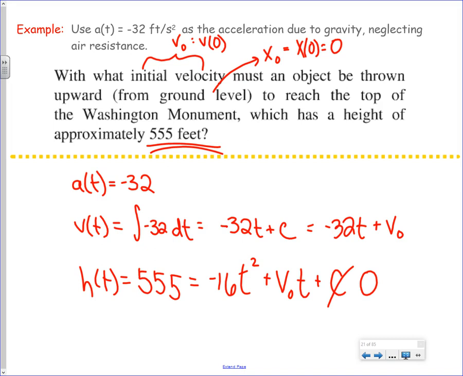We'll struggle then. If c's gone, what can we do here? How do we solve? Question, do you have to make it past the Washington Monument? No, you just have to make it to the Washington Monument, right?